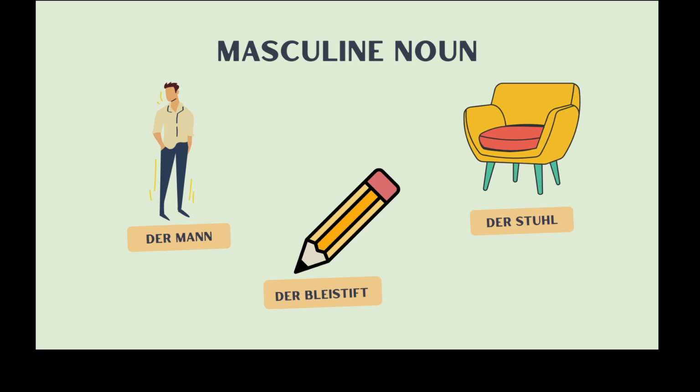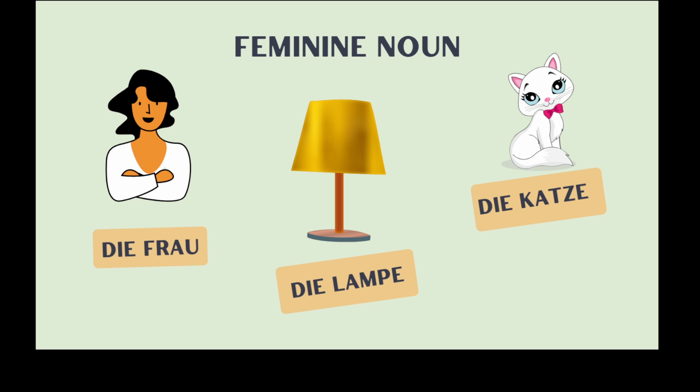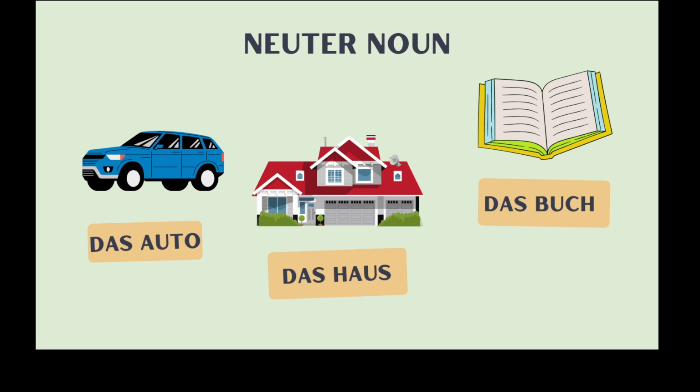Let's look at some examples. Masculine nouns in German use the article der. For example, der Mann, der Bleistift, der Stuhl. Feminine nouns, they take the article die. For example, die Frau, die Lampe, die Katze. And neuter nouns, they take the article das. For example, das Auto, das Haus, das Buch.